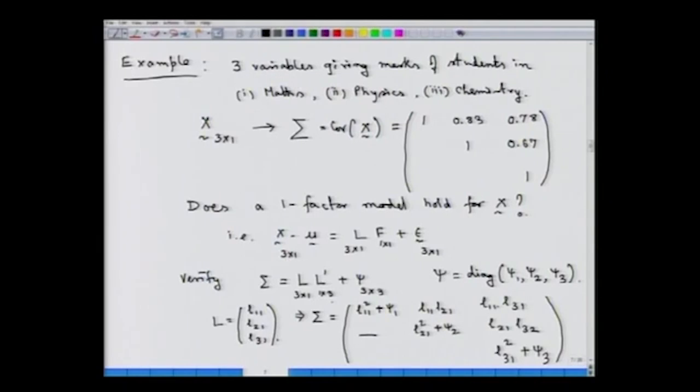Now, the question is whether we can write sigma with appropriate choices of L11, L21, L31 and psi 1, psi 2, psi 3, whether the solution of this particular system of equations gives us valid values. We equate the respective quantities: L11 square plus psi 1 is equated with this entry 1, L11 times L21 is equated with this 0.83, and so on. So, the solution is going to look like the following.